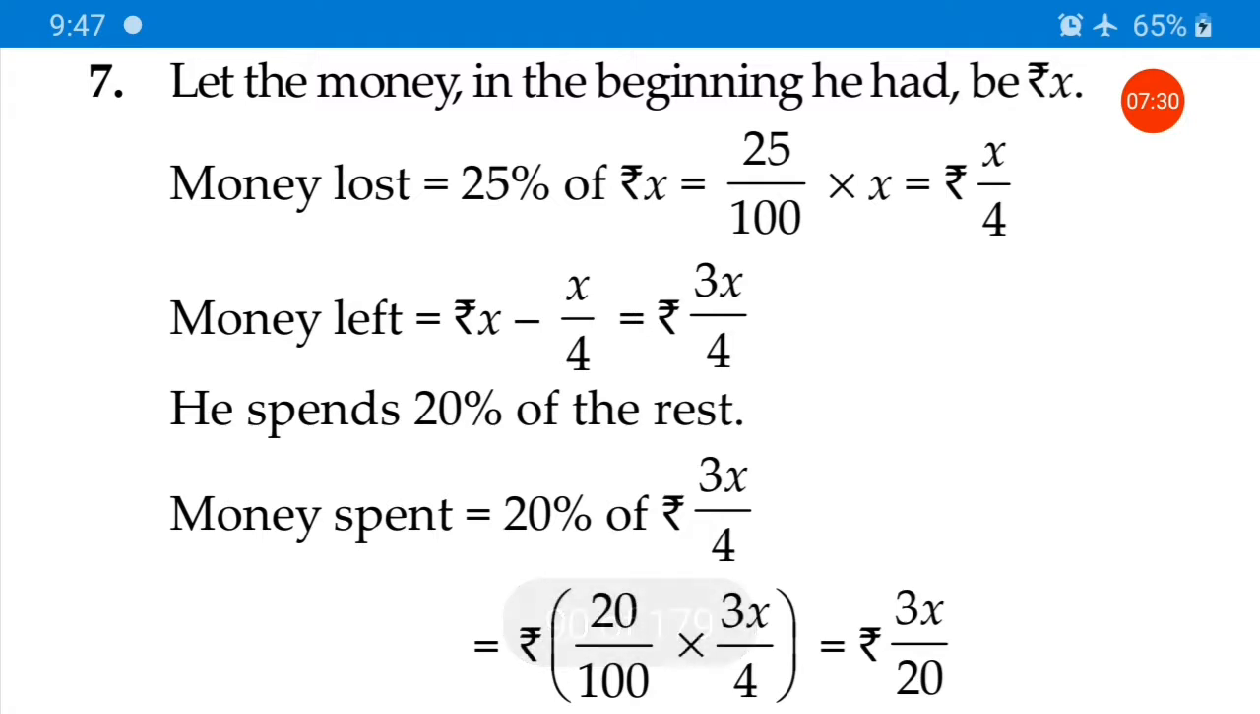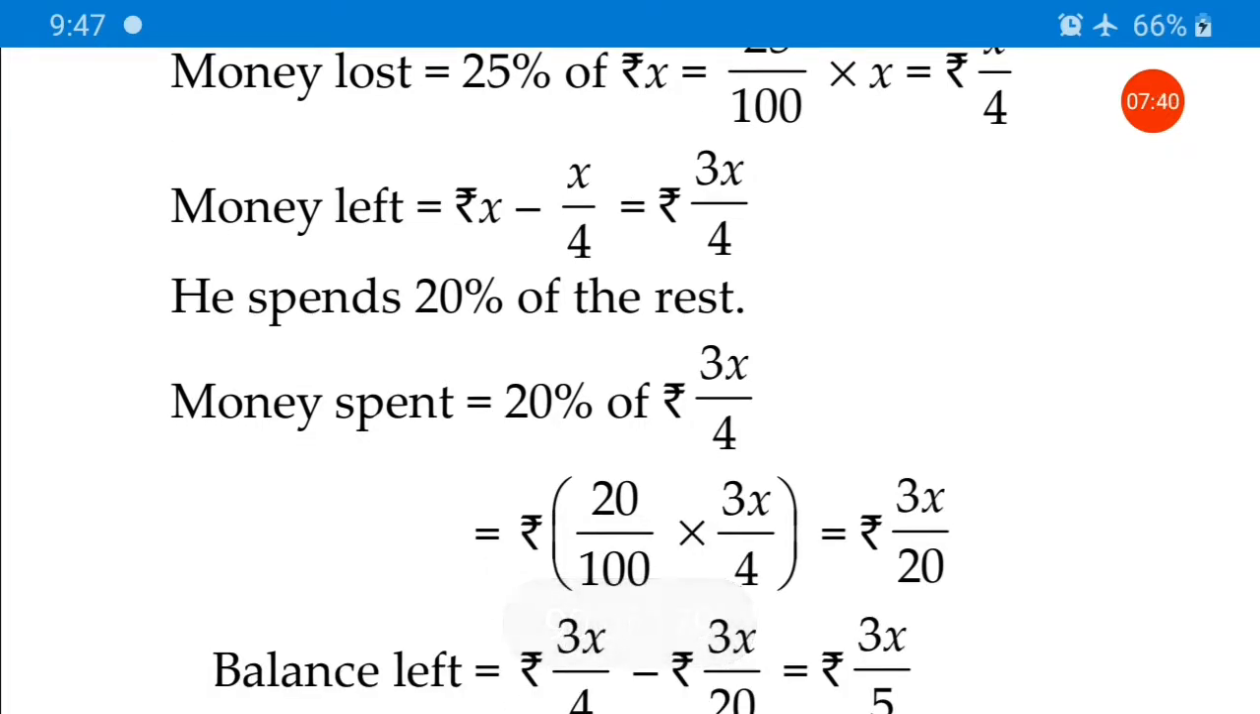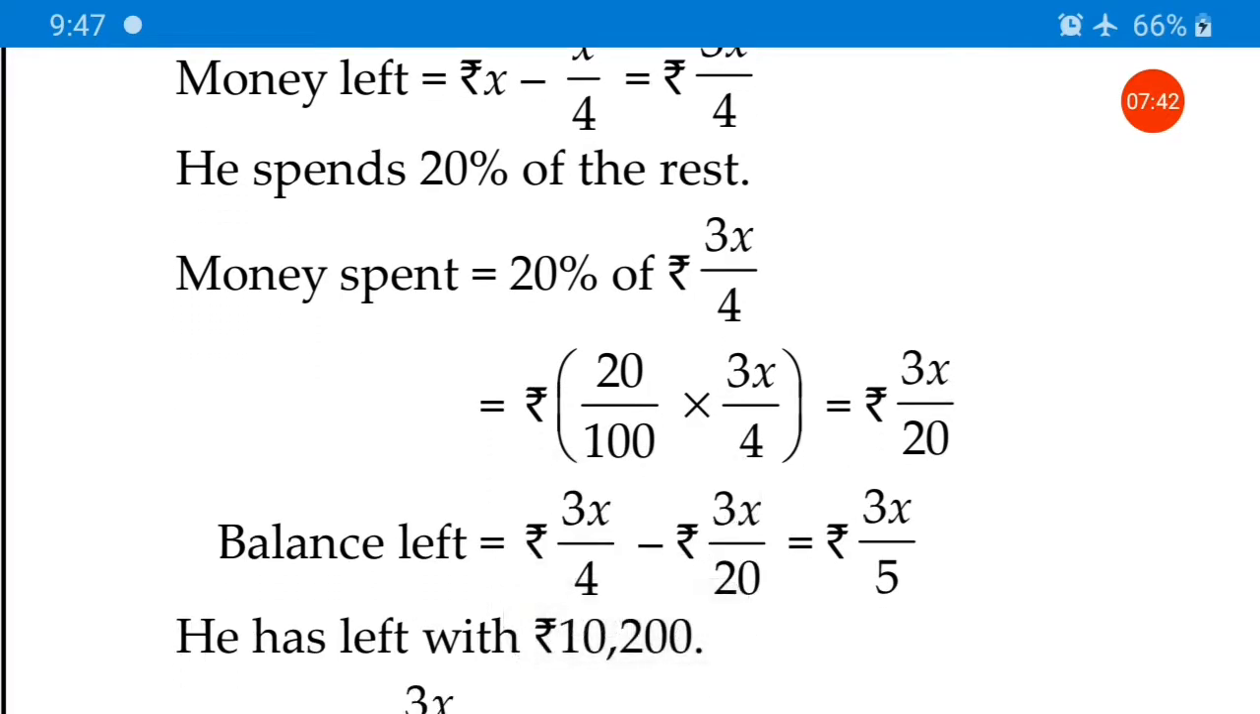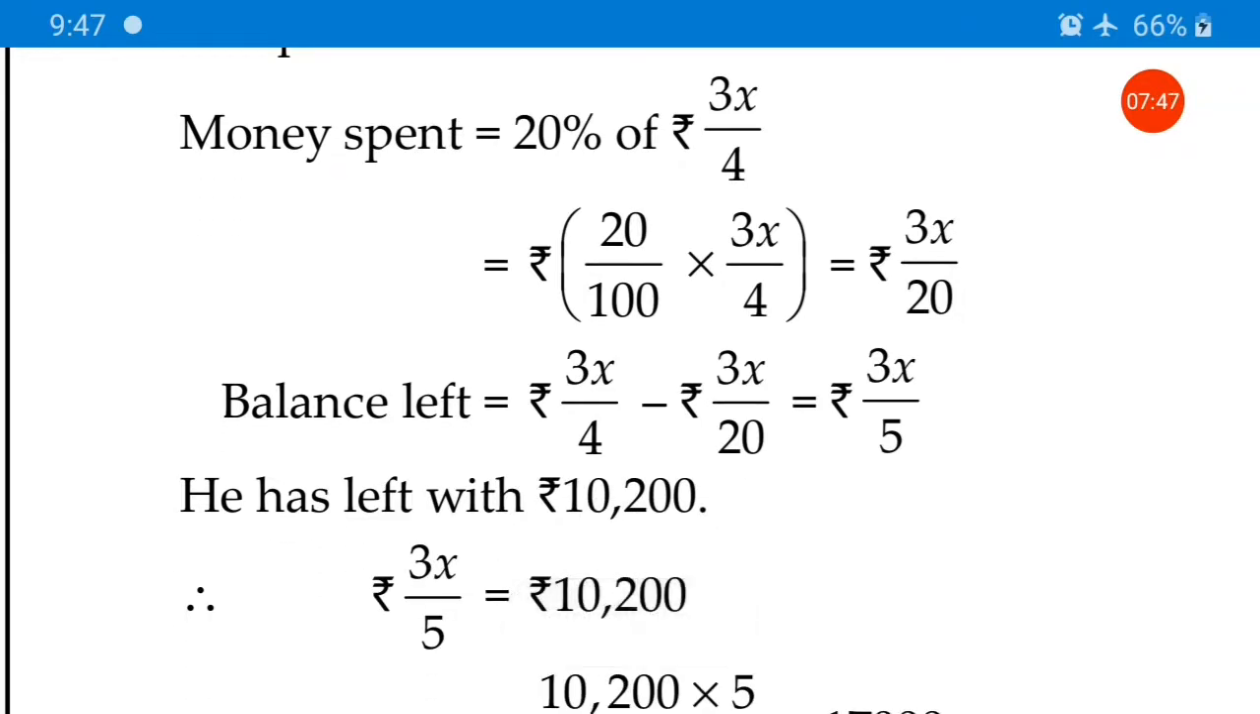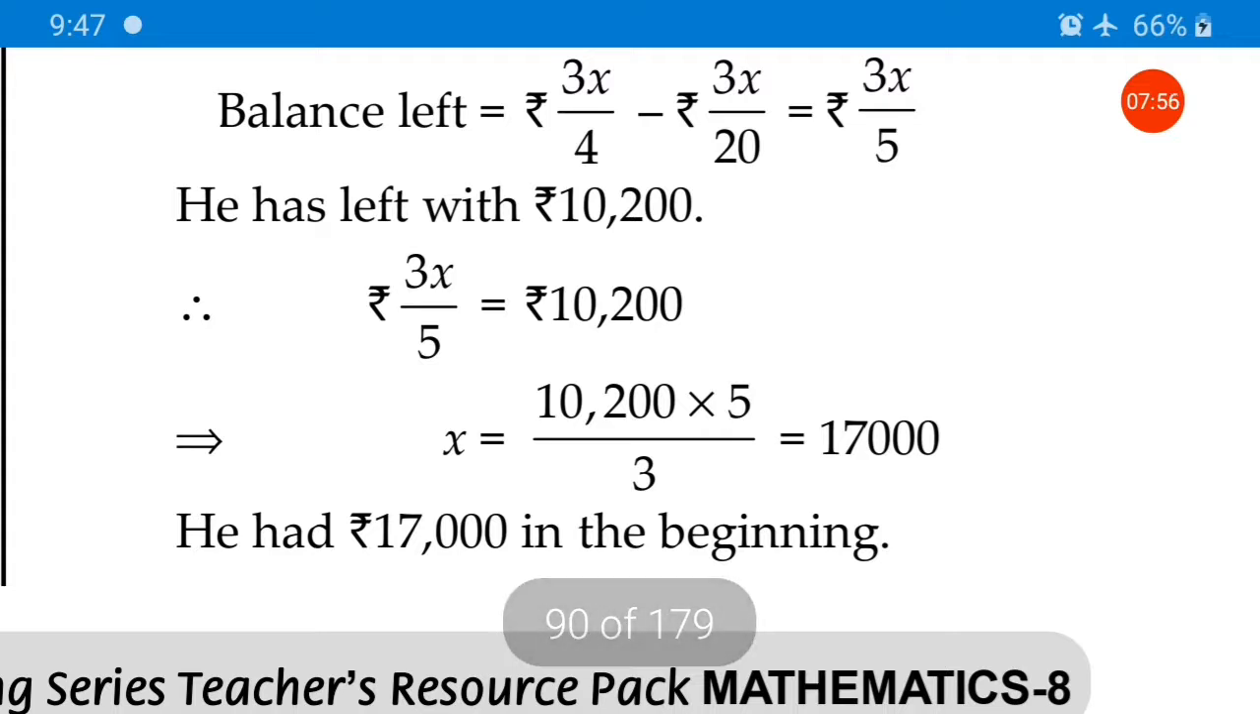First we have to find the beginning. He has the X amount, money he lost, money he left, then the 20% of the total rest, 20% of the particular 3X upon 4, and we will get balance left 3X upon 5. And how much he has left with is 10,200, that value we will keep, and X value, that is 17,000. So he had rupees 17,000 in the beginning.